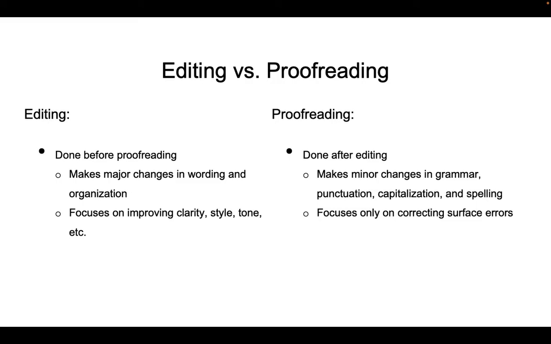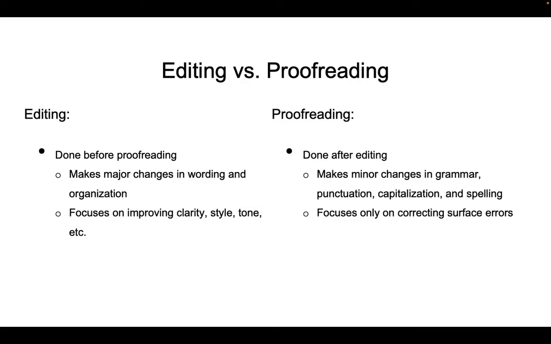On the other hand, proofreading is done after editing. Proofreading primarily makes minor changes in grammar, spelling, and capitalization. For example, during proofreading, you might add in commas, change a verb to a different form, or correct a misspelled word. Proofreading focuses only on correcting surface errors, such as mistakes in grammar or spelling.